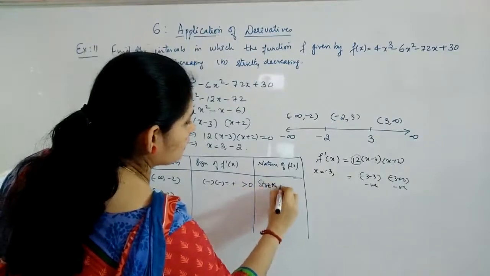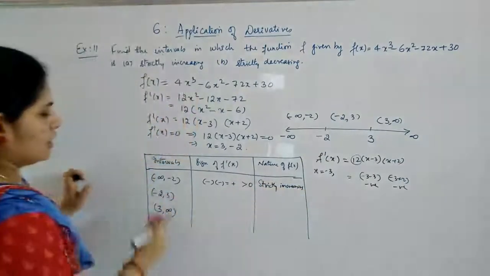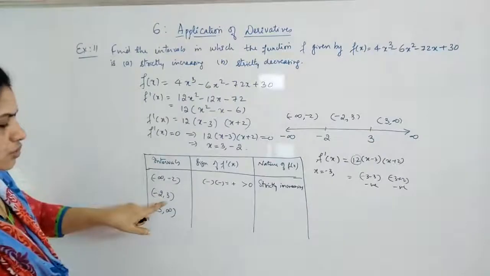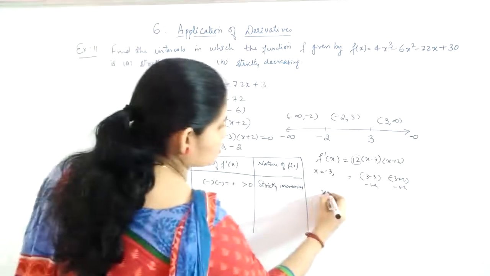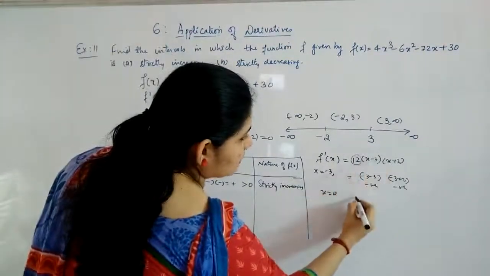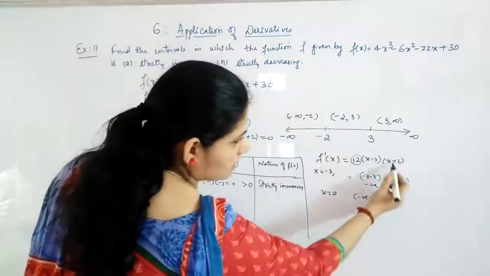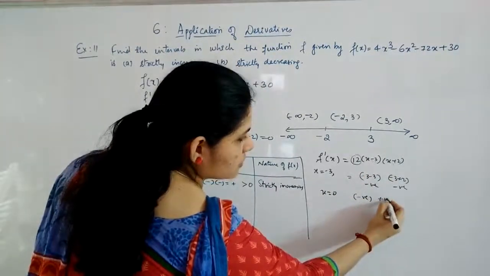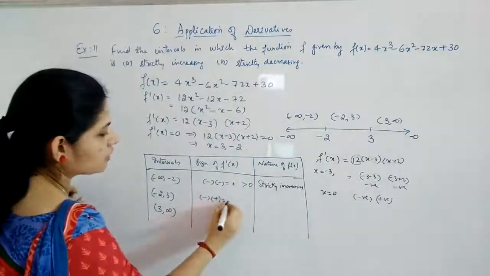Strictly increasing. Now for the second one, if you substitute minus 2 to 3, you can take any value in between. If I'm taking 0, suppose x is equal to 0 for the second interval, what I'll get? X minus 3 will give you negative. Here 0 minus 3 is negative. Here 0 plus 2 is positive. So it is negative into positive, and negative into positive will give you negative.